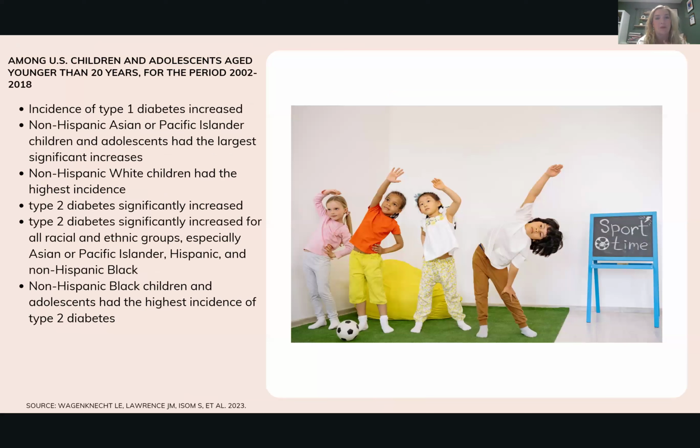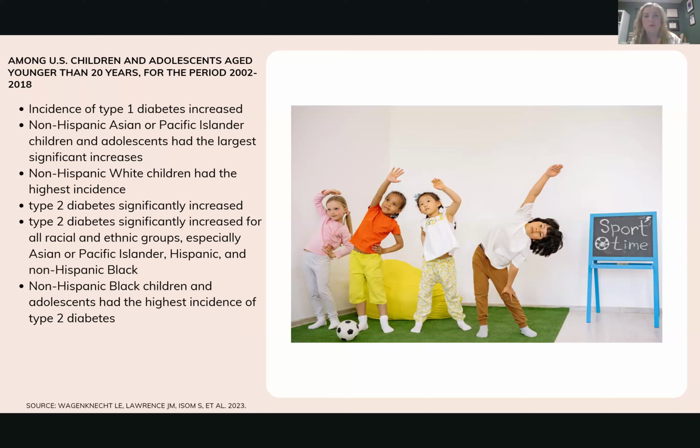Okay, and when we're talking about children and adolescents under the age of 20, we've seen an increase in the incidence of type 1 diabetes. Now, what I think is interesting is most people, on a surface level, will think that our diabetes rates have gone up because of type 2 diabetes. And you'll often hear them say, well, that's because of the obesity epidemic, which again, I'm not saying that's not a factor, but what we've actually seen is the numbers have increased the most with type 1 diabetes in adolescents. Now, we've seen again, non-Hispanic, Asian, Pacific Islander children and adolescents had the largest significance in the increase.